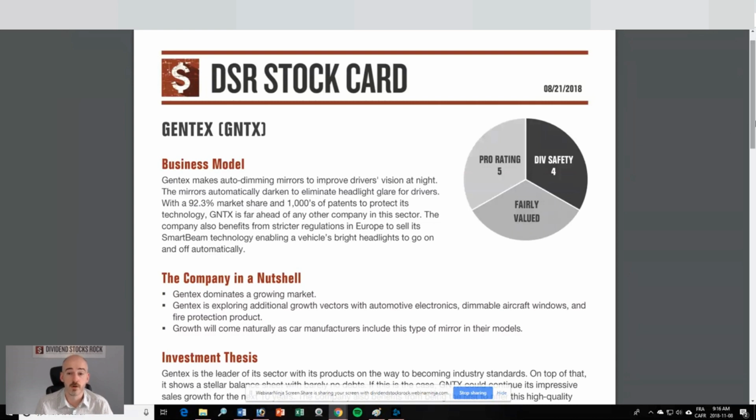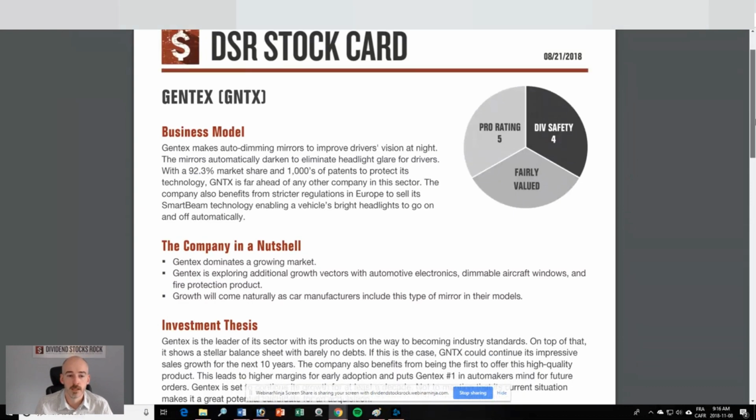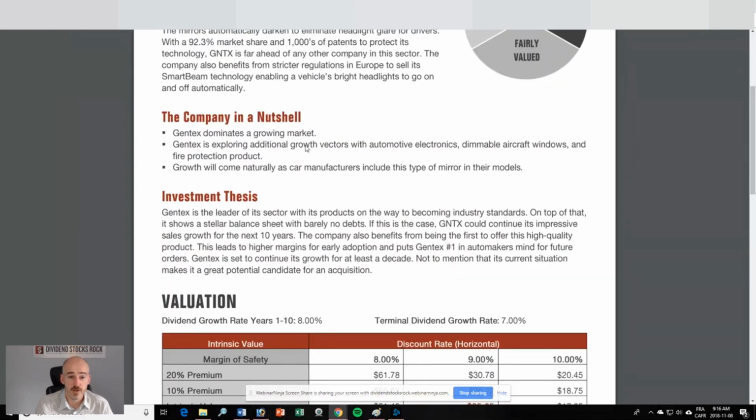underpriced as well. We'll have more explanation with the dividend discount model just below. So, company in a nutshell, those are 3 points, basically just giving you a quick picture of what Gentex is about.